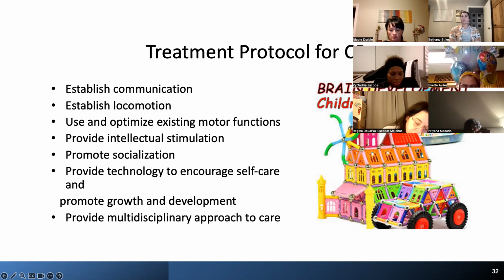They also need intellectual and social stimulation. They're just like every other child. So we can use technology to encourage those self-care behaviors and promote that growth and development and help with that socialization. We have things like text to speech, eye tracking devices, and voice synthesizers that we can use. And then making sure that we are providing that multidisciplinary approach to care, getting all of our therapies involved, social work, so that we have resources and support systems, making sure that we're taking advantage of everybody that we can bring to the table.